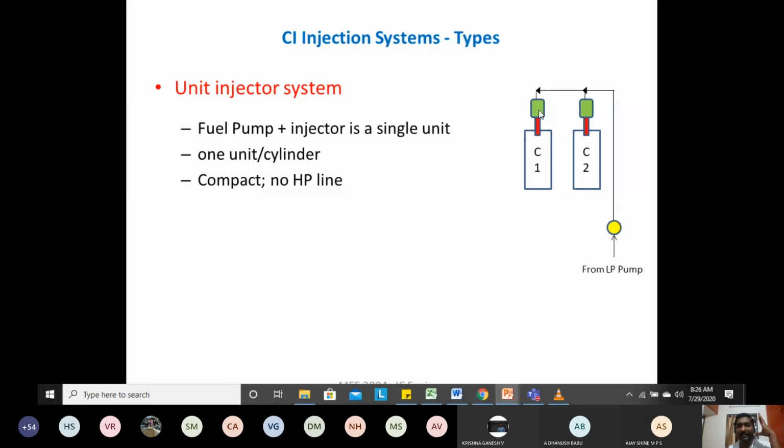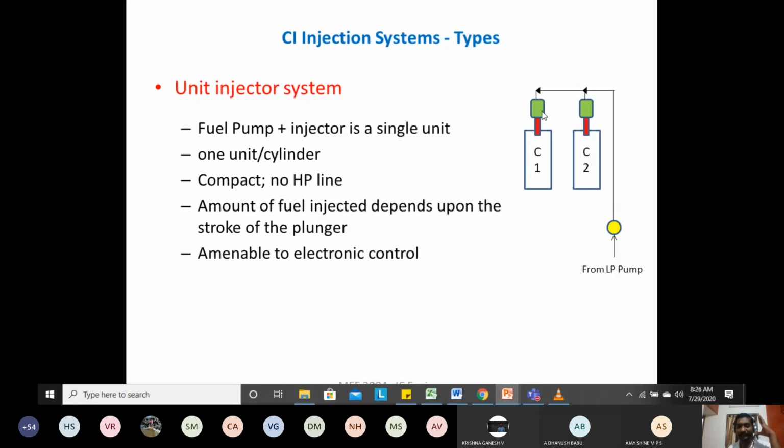So the amount of fuel injected depends upon the stroke at which the plunger is going to move. That determines the amount of fuel that we are going to inject into the engine cylinder. So this is suitable for the electronic fuel injection system, for electronic control systems. This type of unit injection system is convenient.